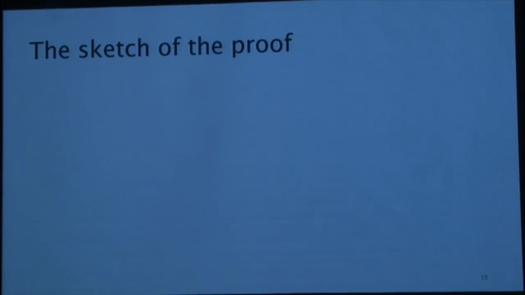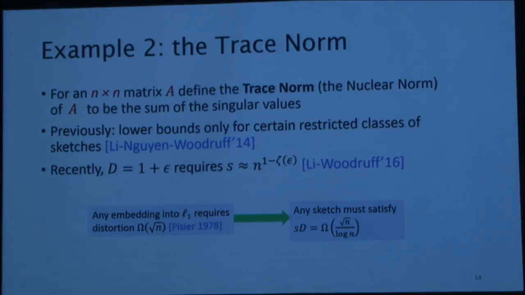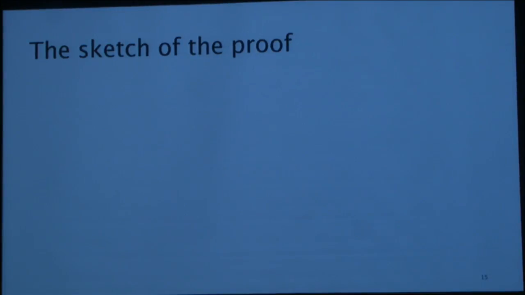Okay, so this was the contextualization. Let me go through the sketch of the proof. Is it possible to give a sketch? Yes, it's possible. It's constant size, produced by a finite state automaton, hence it's of finite size. So here is how we prove this.